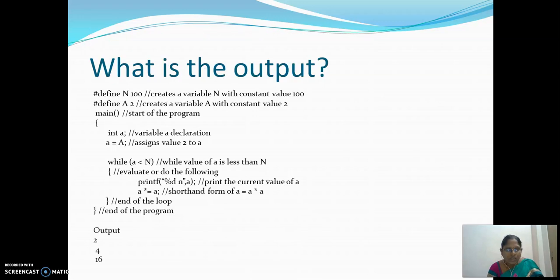Next, see here, what is this meant for? Instead of writing A is equal to A into A, what you are writing is A into equal to 2, which is nothing but A is equal to A into A.